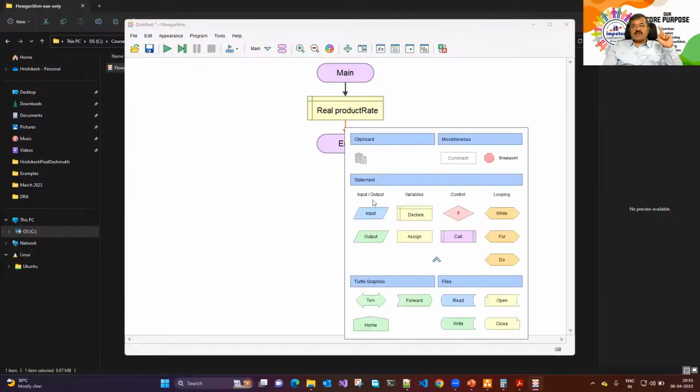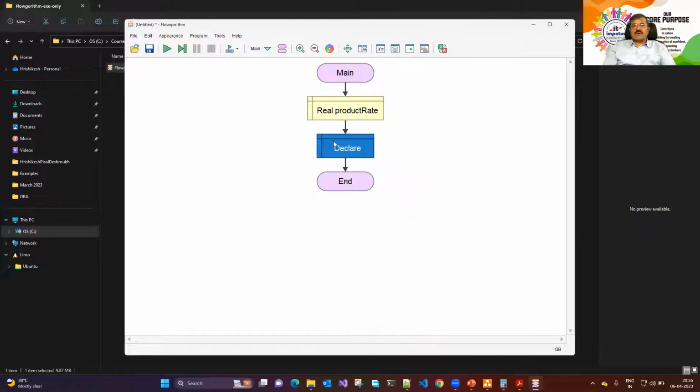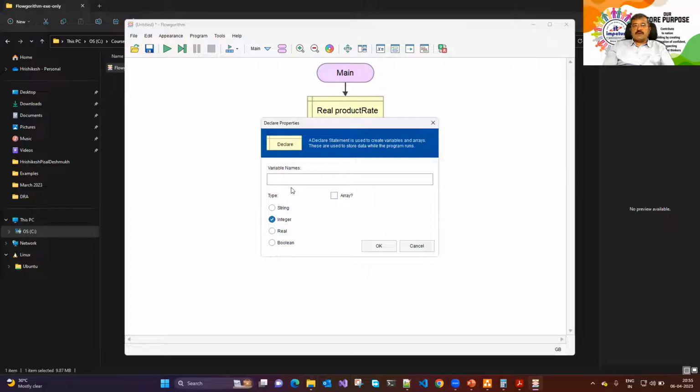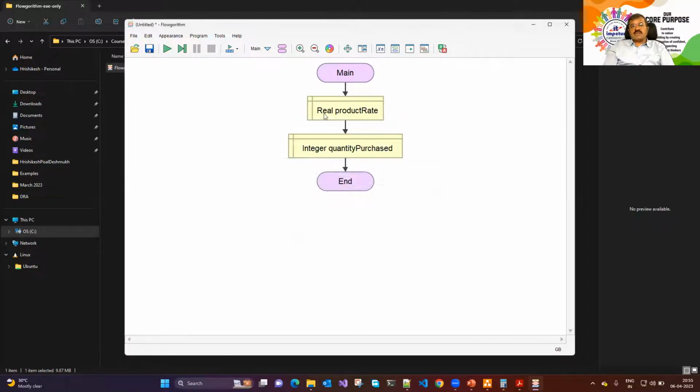Oh, I need one more variable here. That variable is to accept the quantity. Now quantity could be an integer. So I say product quantity, the quantity purchased. I'm using lower camel case. So I have one more variable, quantity purchased. First is the real product rate, second is the quantity purchased.